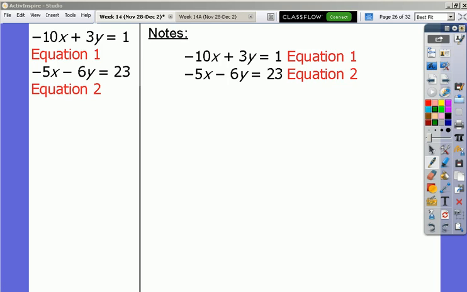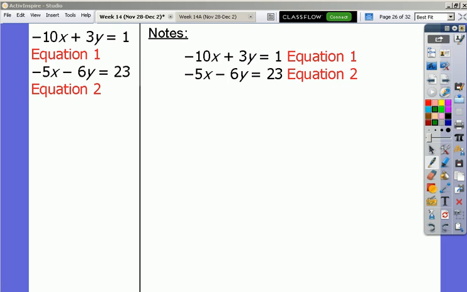If I multiply the first equation by 2, I will get -20x plus 6x equals 2, and the 6's will cancel out. Or I can multiply the second equation by what? Negative 2. Right, and then I get positive 10x, and those x's will cancel out. It does not matter which one you choose.